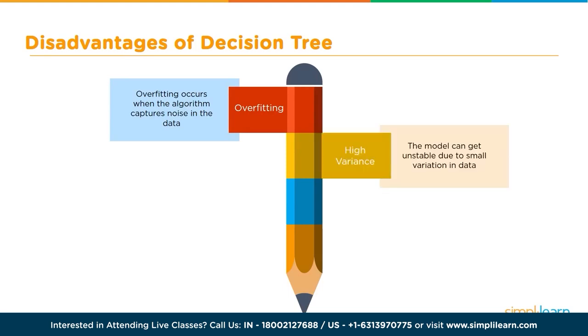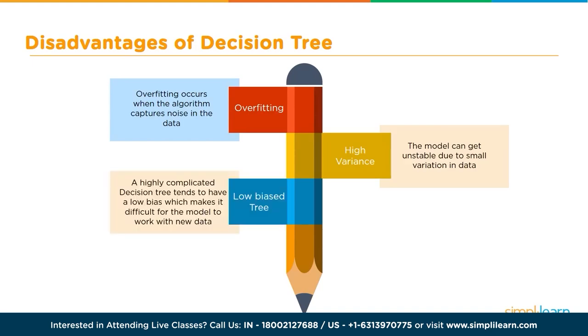High variance. The model can get unstable due to small variation in data. Low bias tree. A highly complicated decision tree tends to have a low bias, which makes it difficult for the model to work with new data.